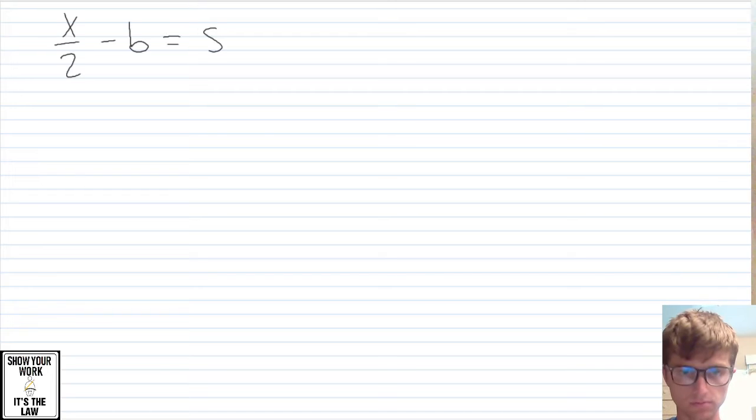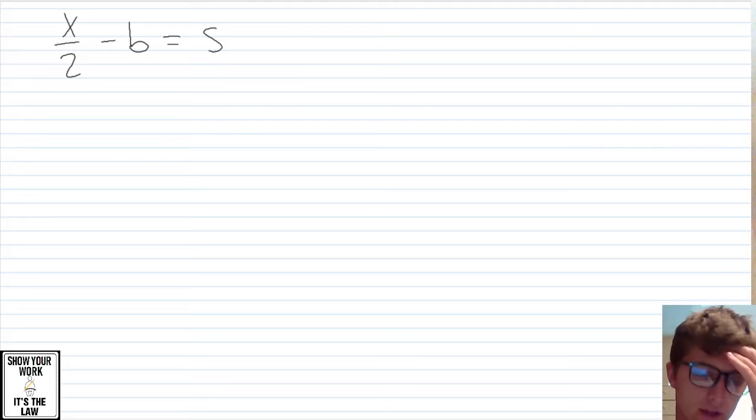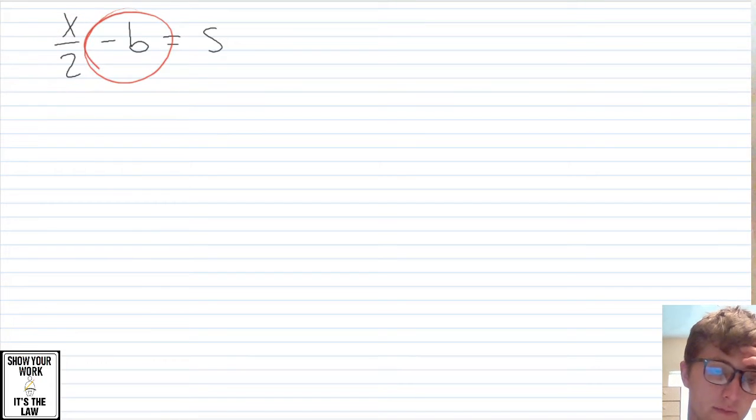For questions 1 through 4, I'm just getting the indicated variable by itself. So let's do number 2. All right, x over 2 minus b equals s, and we want to get x by itself. So what's happening to x? It's being divided by 2 and subtracted by b. So we got to undo that. Remember, we're undoing, so we do PEMDAS in reverse. So even though we're dividing, we got to take care of the minus first. So the opposite of subtracting by b is adding b.